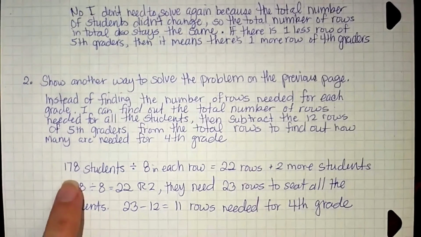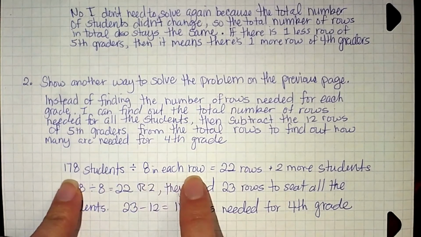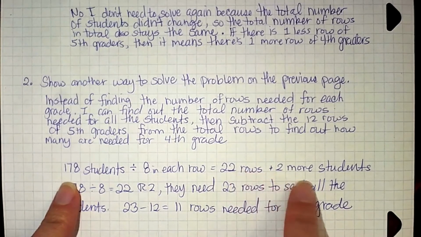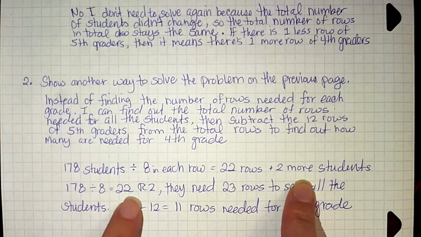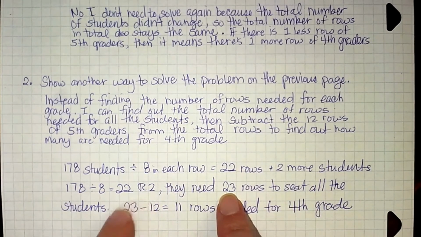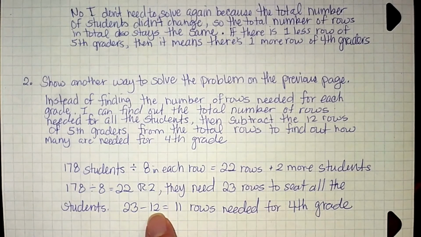So I can do 178 students, that's my total number of students, divided by 8 students in each row, which tells me I need 22 complete rows, plus I have 2 more students left over. So 178 divided by 8 was 22, remainder 2. Now they're going to need 23 rows because all of those students need to sit down. So even if that last row isn't full, they still need a place for them to sit. So those 23 rows minus the 12 that they're going to use for the 5th graders will tell me that I still need 11 rows to seat my 4th graders.